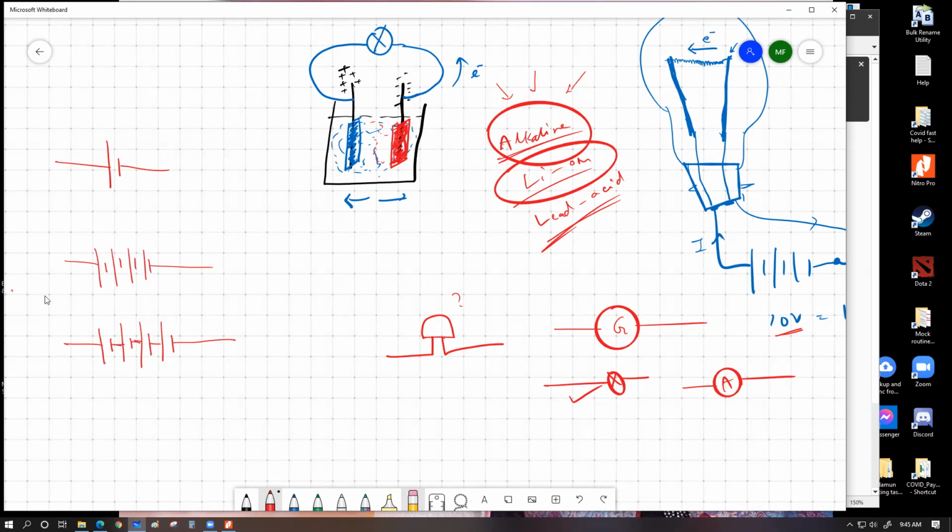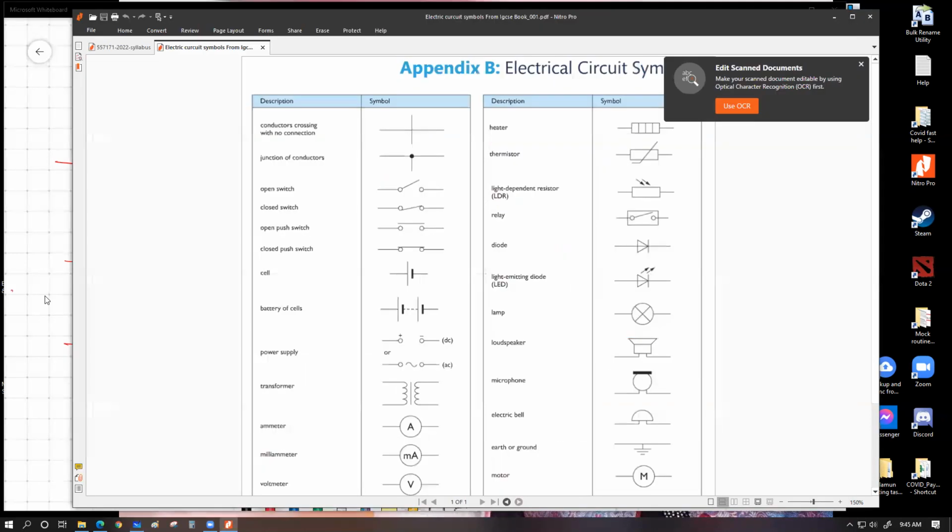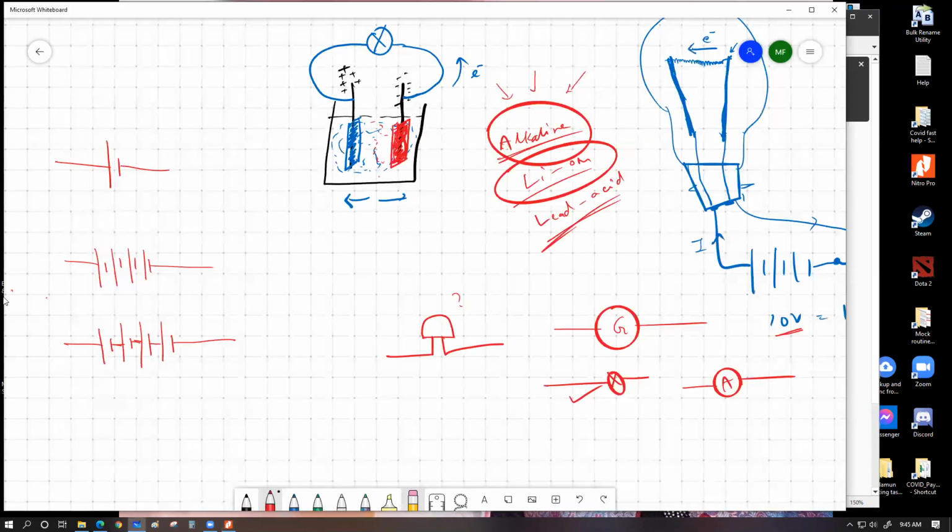So this is how batteries look in circuit symbol, apart from this dot dot dot symbol. And then we can have a power supply. A DC power supply will come with circles. In an electrical circuit, generally, if you have a symbol like this kind of a round thing, this usually means this is a possible connection point.